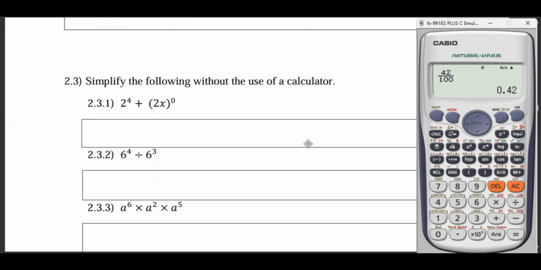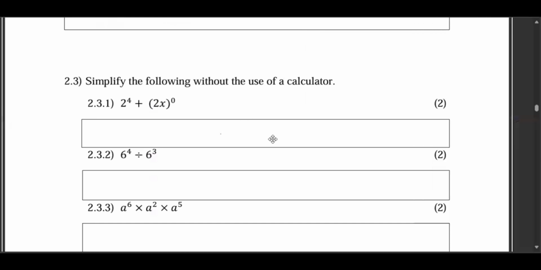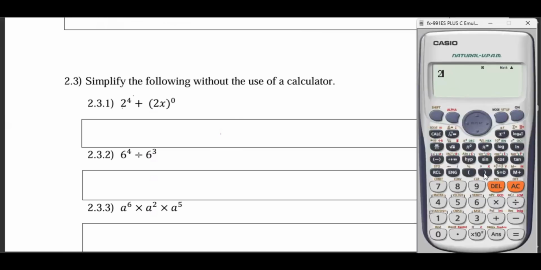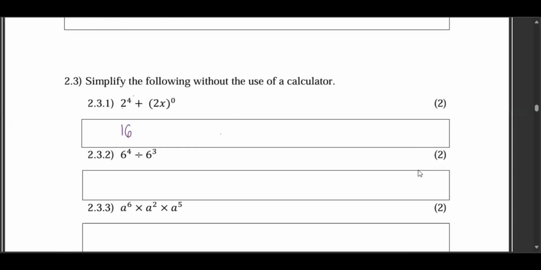Then we go to simplify. When we say simplify, we need an answer at the end. Now, simplify the following without using a calculator. Simply meaning we need the workout. For you know very well, 2 to the power of 4. If you don't know it, you can use your calculator, but I want to see the answer you get. 2 to the power 4 is 16. So come here, show me that it's 16.